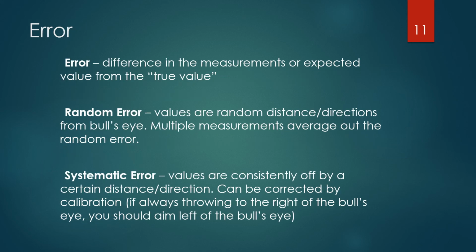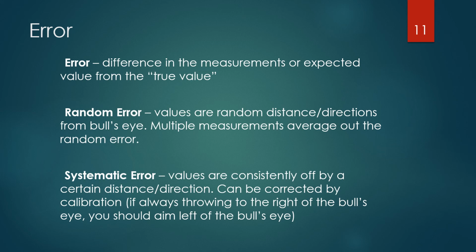Let's address error. So error is the difference in the measurements or expected value from the true value. So how close were you to the desired results? We're actually going to be calculating percent error during lab period quite often, where we're going to actually figure out the percentage of how far we were off from the actual values, or what we should have gotten.